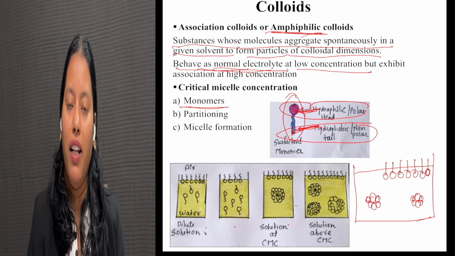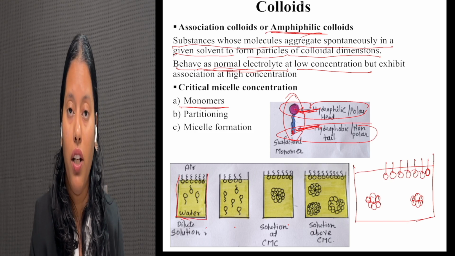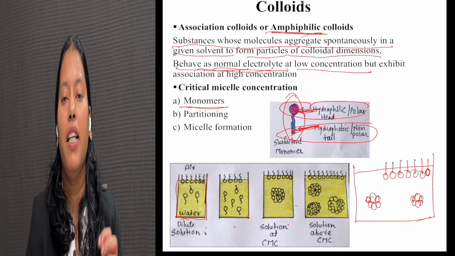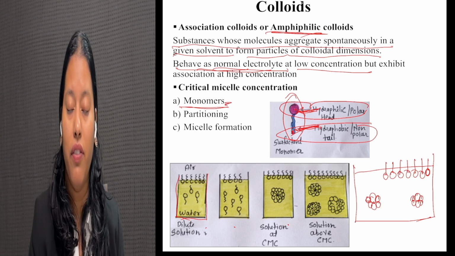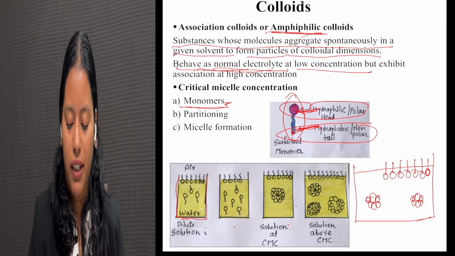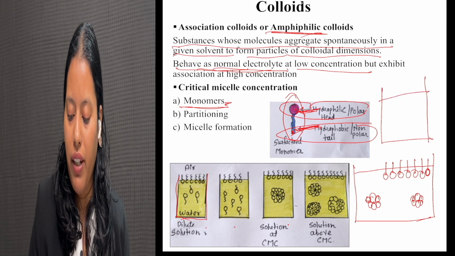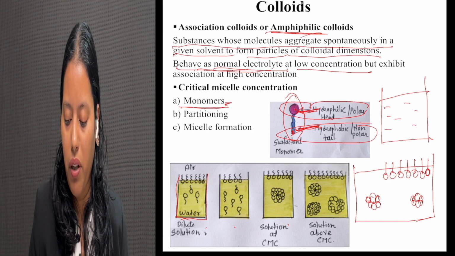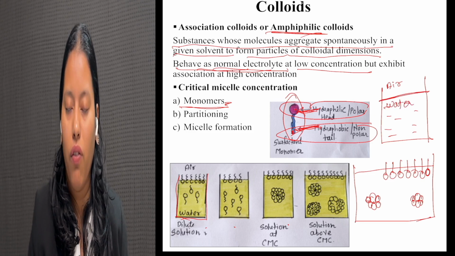Suppose this is the beaker you have taken, and this is water you have taken in it, and you are adding the surfactant, which is the source of monomers. When you add surfactant, first it gets oriented at the air-water interface. So this is your beaker where you have taken the water, this is your air, and this is your water. This is the interface between the air and water system.